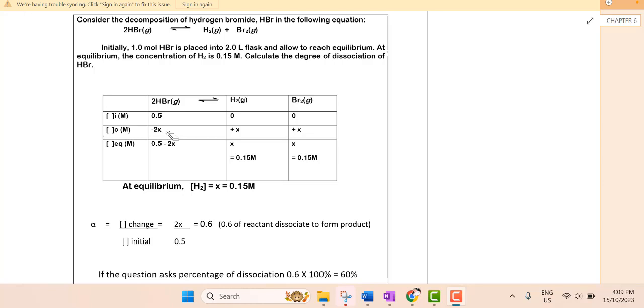So the change is negative 2x. For the products, 0, x and x. Given in the question, at equilibrium the concentration of hydrogen is 0.15 molar. So we know the value of x, and we can calculate alpha. Alpha is the concentration that dissociates, so here it is referring to 2x. So 2 times 0.15 divided by the initial, and the answer is 0.6. If the question asks for the percentage of dissociation, the answer is 60%.